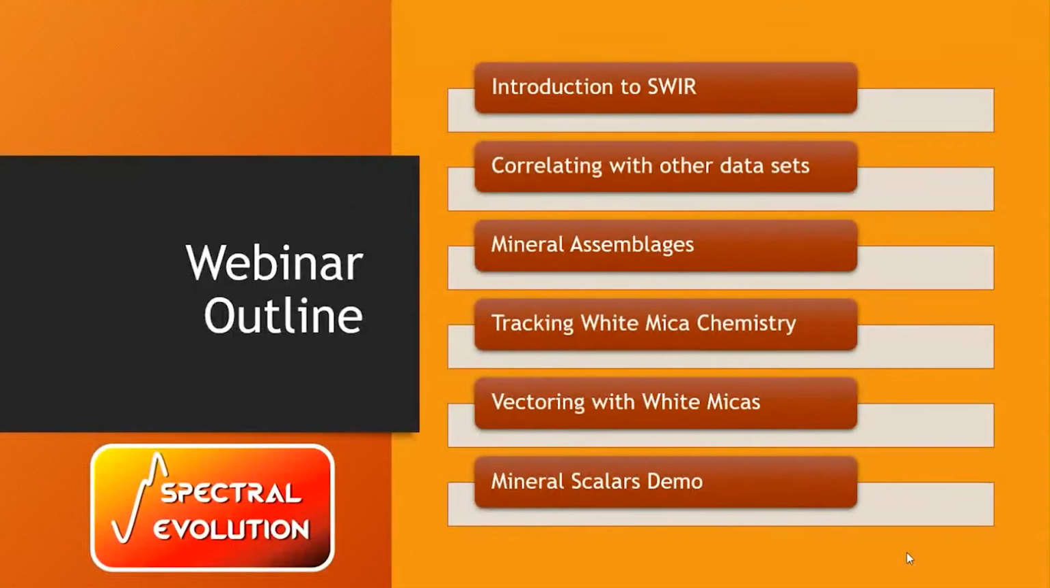The outline for today's webinar will have us starting out giving a good educational overview of what the instruments do, how they apply to white micas, and why you would want to use white micas as a vectoring tool. We will also talk about other data sets that you can use with this technology, and we will go deep into this application of white mica vectoring in terms of copper and gold porphyry deposits. So we'll wrap up with a demo of our mineral scalars in our EasyID software as it pertains to this specific application.